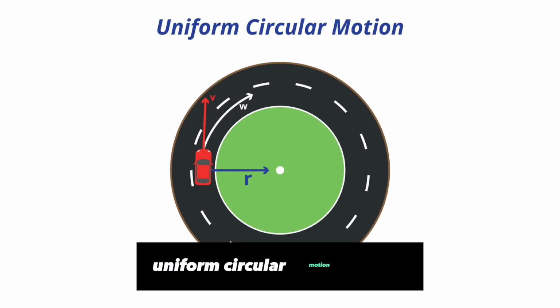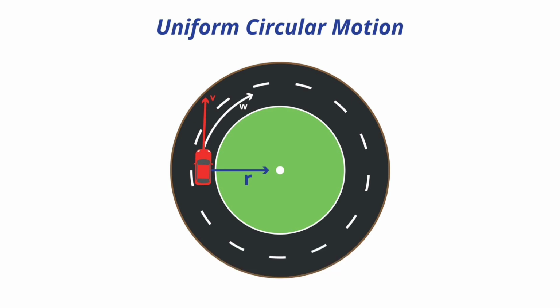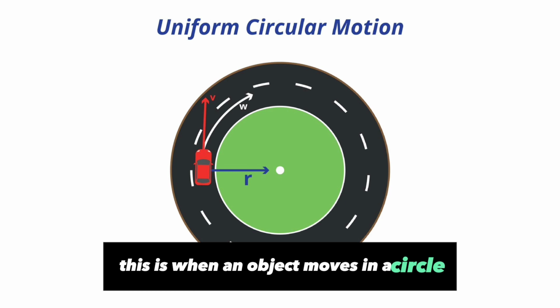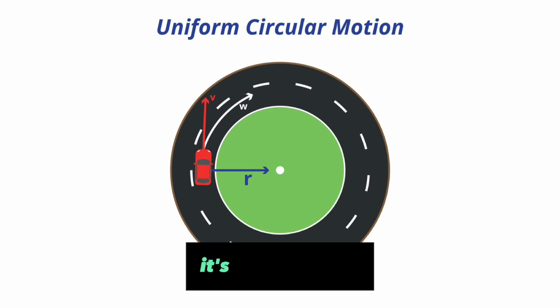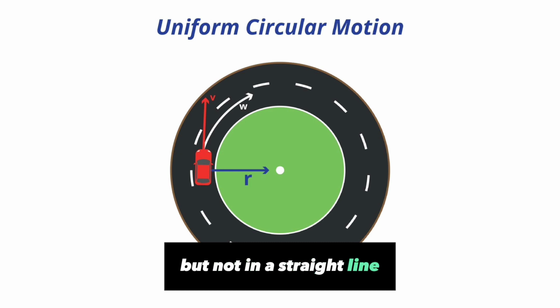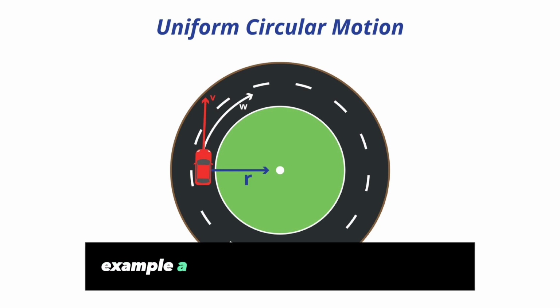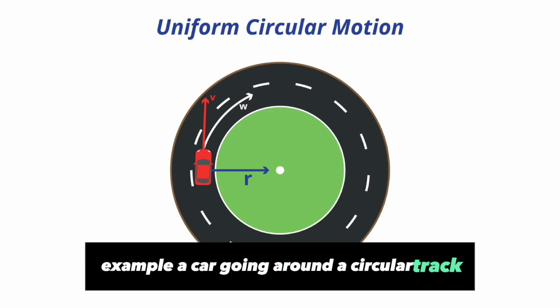Uniform circular motion. Finally, uniform circular motion. This is when an object moves in a circle at a constant speed. Think of a car on a roundabout, it's always moving but not in a straight line. Example, a car going around a circular track.